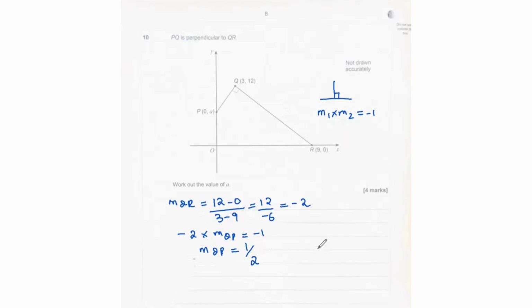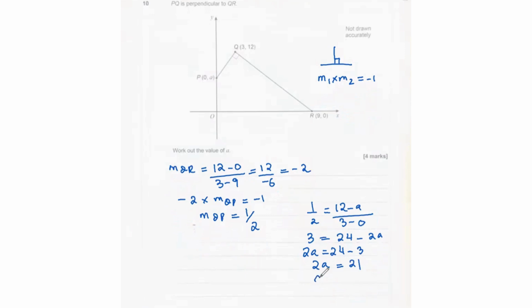Now, 1 over 2 equals 12 minus A over 3 minus 0. We just put the values in the gradient formula. So 3 equals 24 minus 2A. I cross multiplied. 3 minus 0 is 3 times 1, 3. 2 times 12 is 24 and 2 times A is -2A. So 2A equals 24 minus 3 and that's 21. And A is going to be 21 divided by 2, which is 10.5. That is your answer.